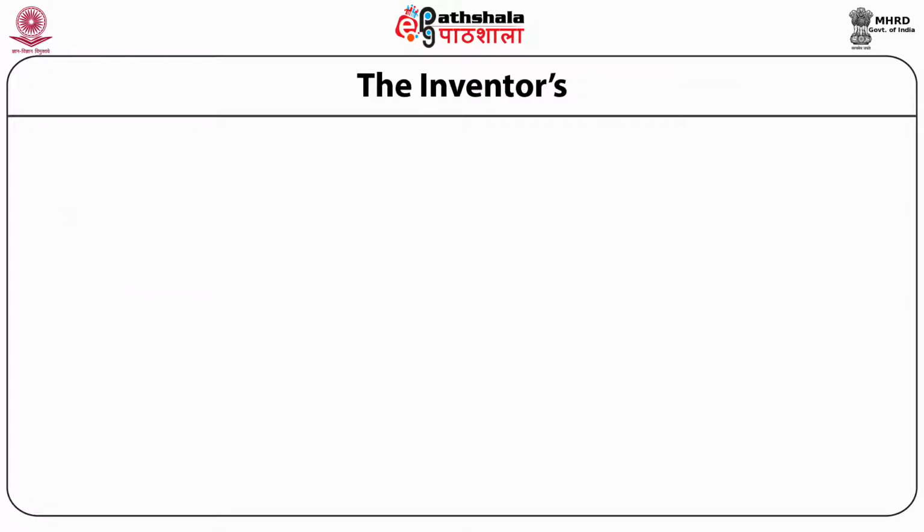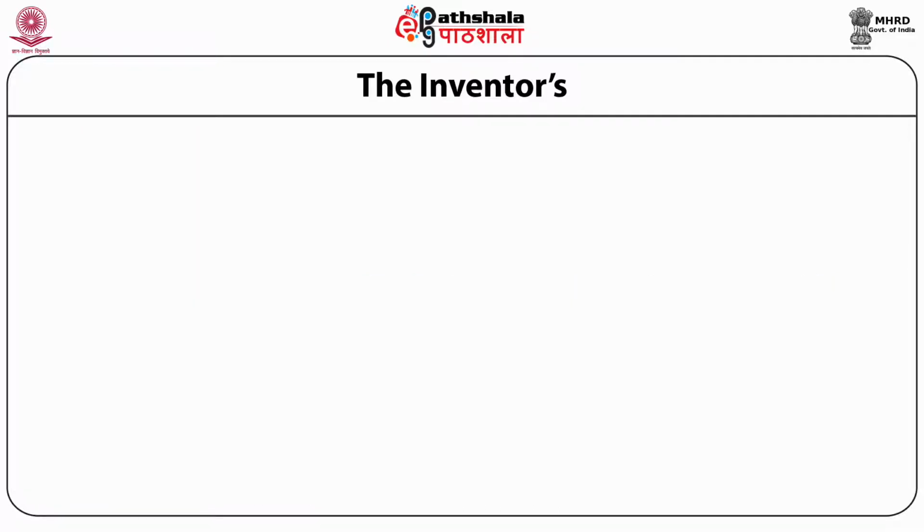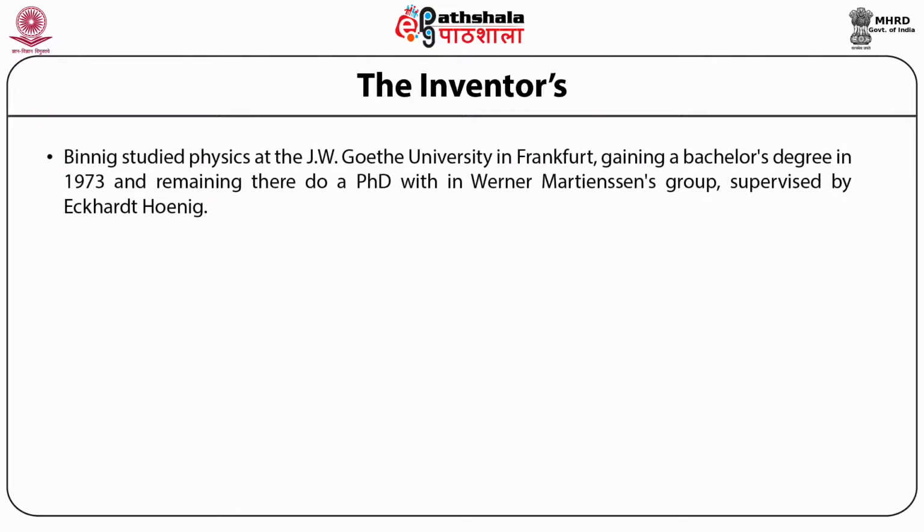The inventor, Gerd Binnig, born on 20th July 1947, is a German physicist who won the Nobel Prize in Physics in 1986 for the invention of the scanning tunneling microscope. Binnig studied physics at the J.W. Goethe University in Frankfurt, gaining a bachelor's degree in 1973 and remaining there to do a PhD in Werner Martienssen's group, supervised by Eckhard Hoenig.